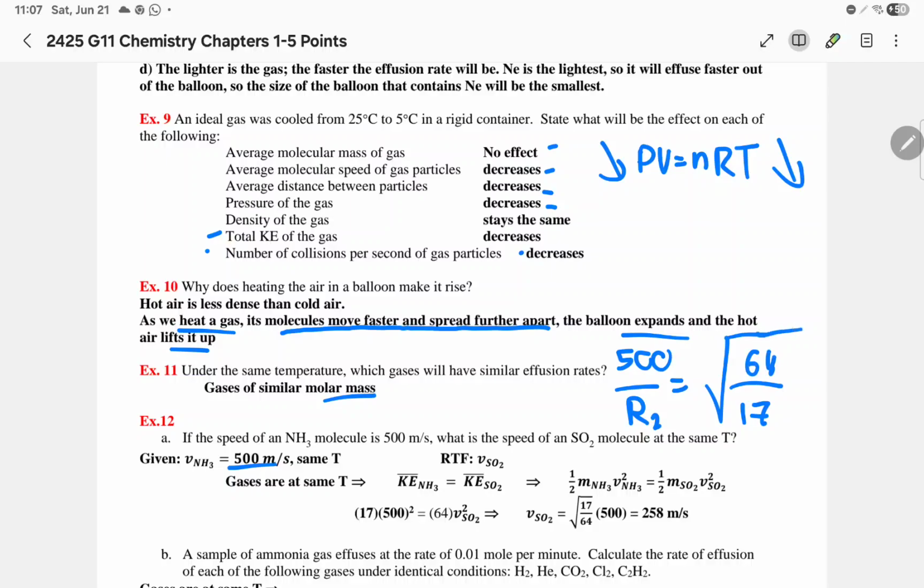Now, if you have the calc function on your calculator, you could just do it. If you don't, you have to square both. You have to square this and make it equal to this. Then you just do 17 times 500 squared, divide by 64, under radical. It's going to give you 257.69, which rounds to 258. That's it for part A. Let's move on to part B.